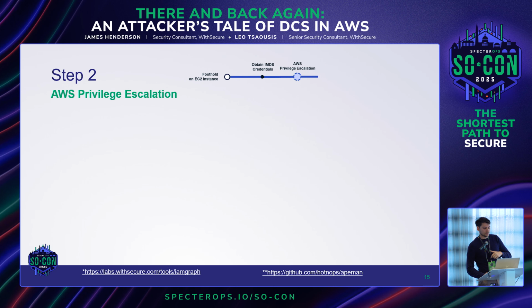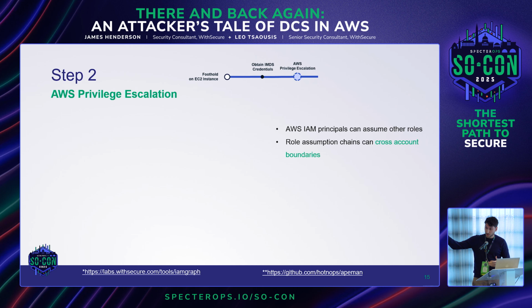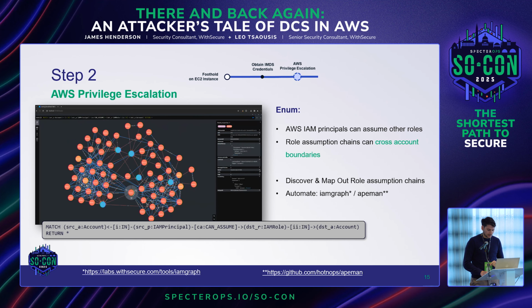You would probably need to elevate your AWS privileges somehow. One way that we actually used in that particular engagement is by exploiting the role assumption relationships. If you remember from James's slide previously, roles can assume other roles if the trust policies allow so, and even cross account boundaries. And there are tools available to discover these relationships at scale. Daniel Heisen's ApeMan is one of them, and IAM Graph, developed by our colleague Alexi Kallio, is a similar one.